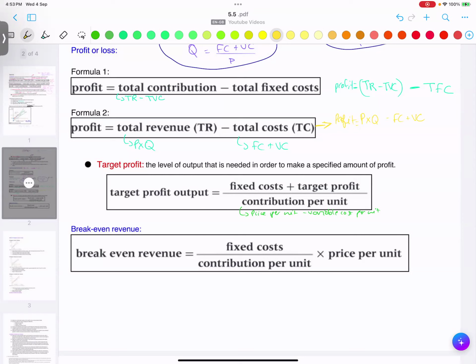So you actually end up really doing total revenue equals total costs. And then you do price times quantity equals fixed cost plus variable cost. And then you end up doing quantity equals fixed cost plus variable cost over price. And that's how you get it, because they need to see how much they want to produce, right? So that's really it, for the quantity.